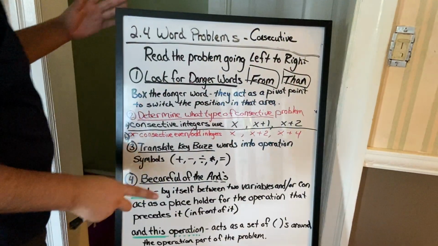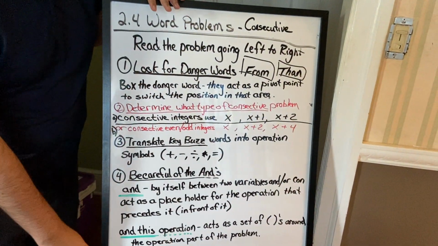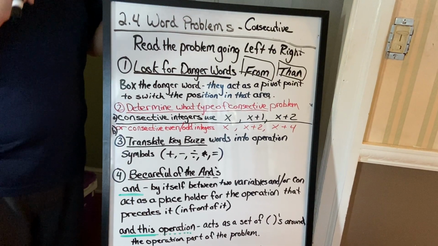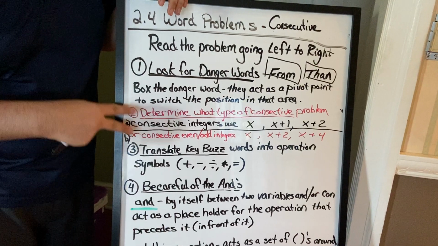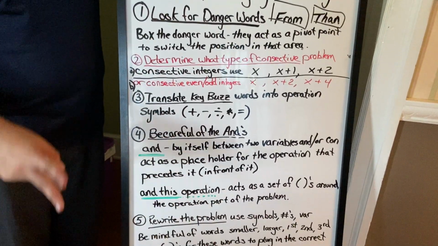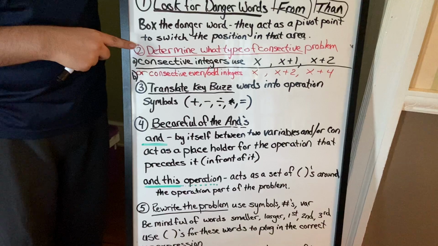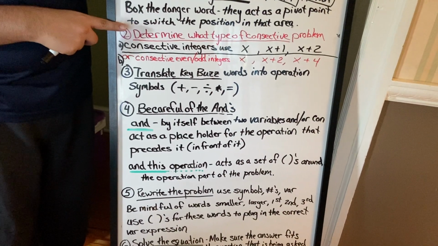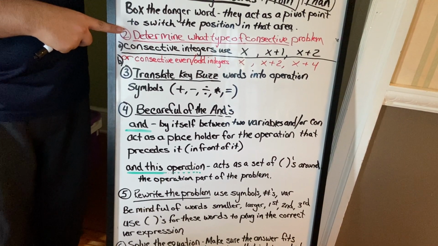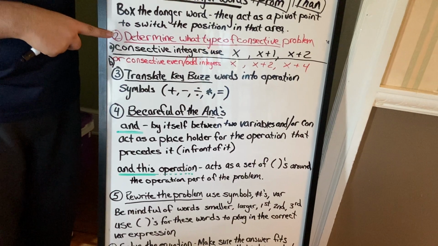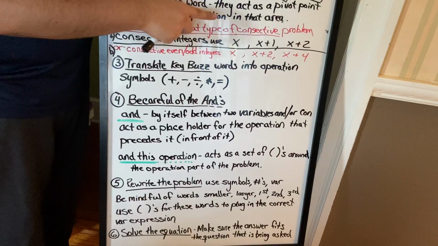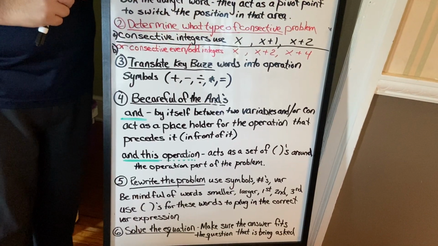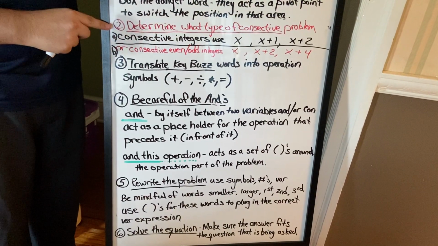And I know it's very hard to see on this board, but I was trying to use the same notes just to say the only thing that really changes too much is this second step and this fifth step. That's the only thing that really changes. It's a little hard to see, but it says, because we don't have the number, a number, some number, I had to change it. And the rule for number 2 says, determine what type of consecutive problem that you're working with. And there are two types.